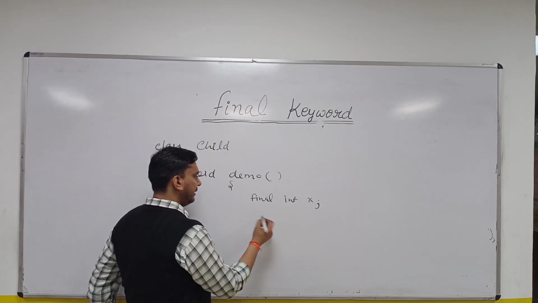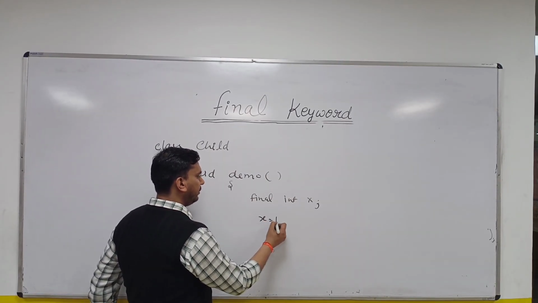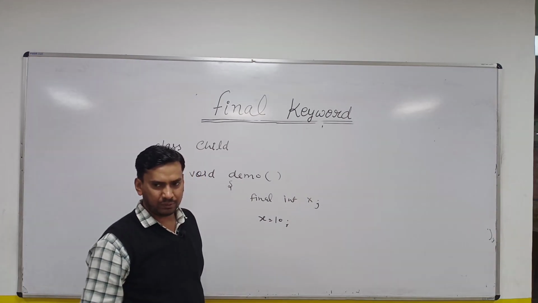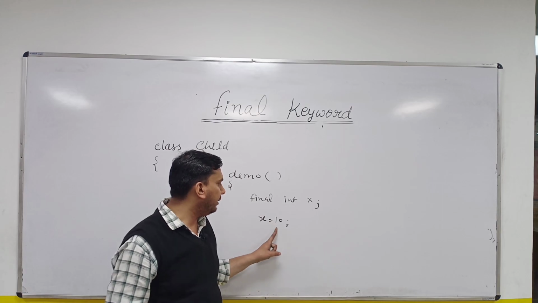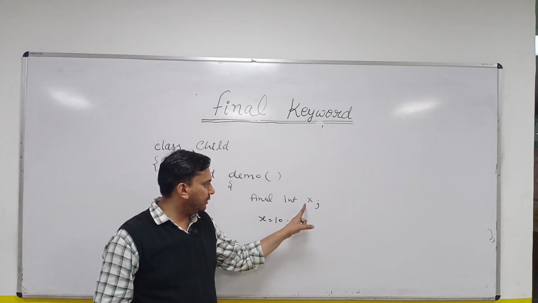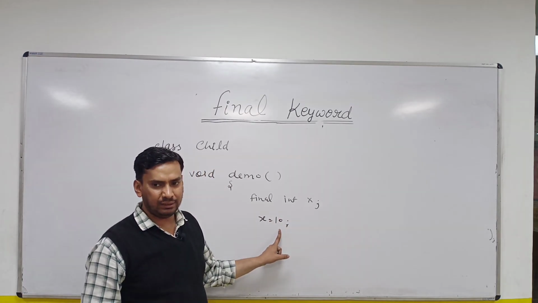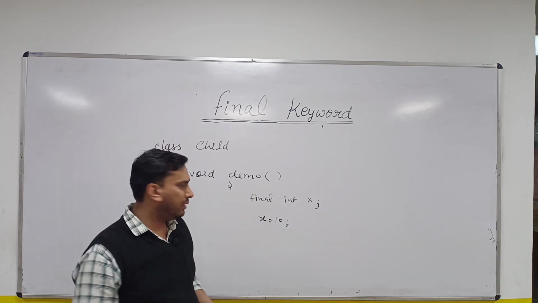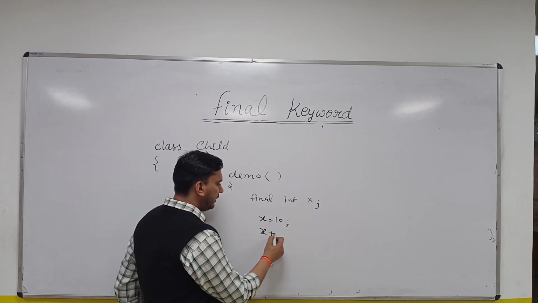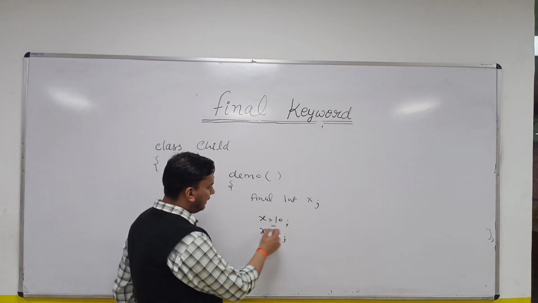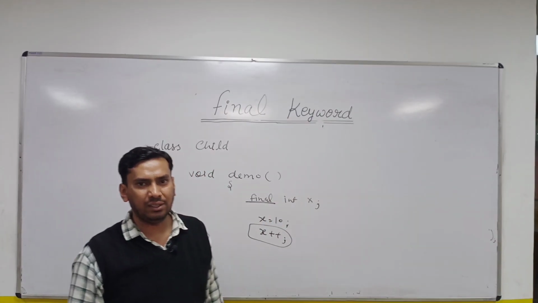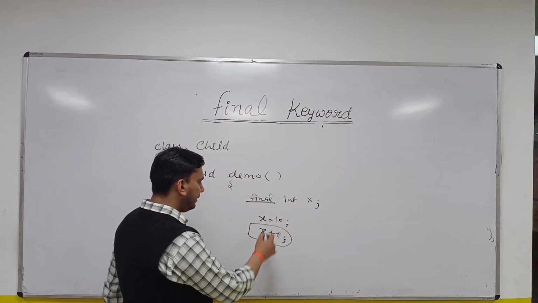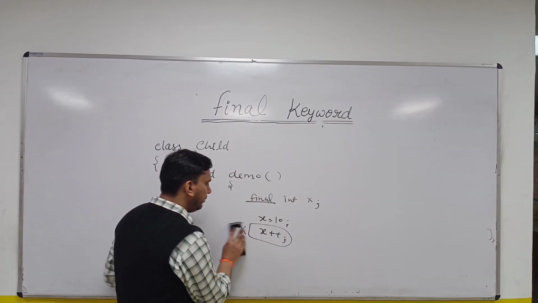Means I can later on write here x is equal to 10. This is allowed. So local variables are allowed to be assigned the value only once. Either you initialize here or initialize here, anywhere, only once. But now I cannot write x plus plus because this is a constant. So you have to initialize it only once. This is a compilation error. I'll remove it.